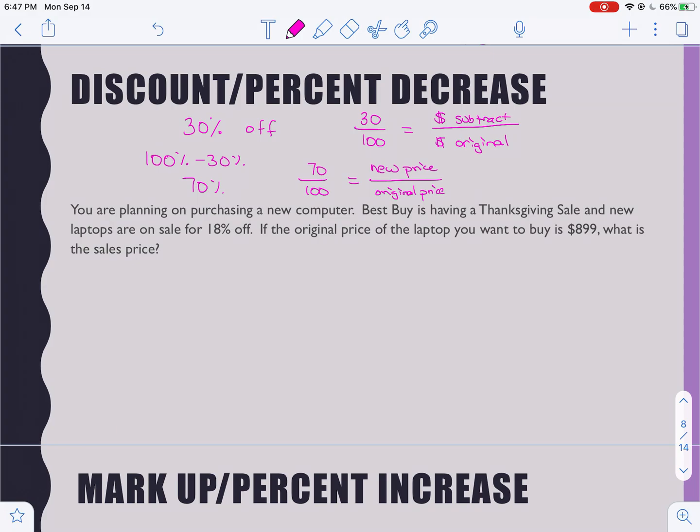So you are planning on purchasing a new computer. Best Buy is having a Thanksgiving sale, and new laptops are on sale for 18% off. If the original price was $899, what is the sales price? So let's do it both ways. So 18 over 100, that's 18% over 100, is going to equal the discount over the original price. So the discount is the amount of money we get to subtract. So that is going to be over the original price, which is $899. So that discount we're just going to call X.